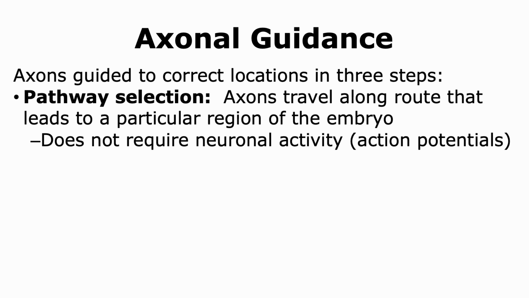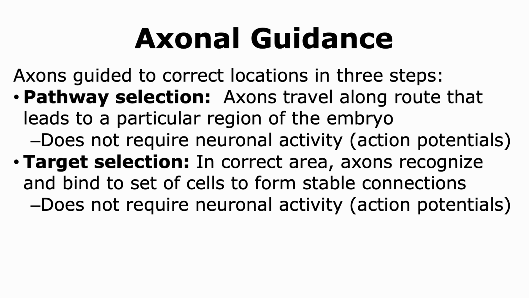So axons travel along a route that leads them to a particular region of the embryo, basically where their targets are. This process does not require neuronal activity, which basically means that we don't need the neuron or the axon to transmit action potentials. The second step is target selection. So, on reaching the correct area, the axons will recognize and bind to a set of cells with which they may form stable connections. And this process also does not require neuronal activity.